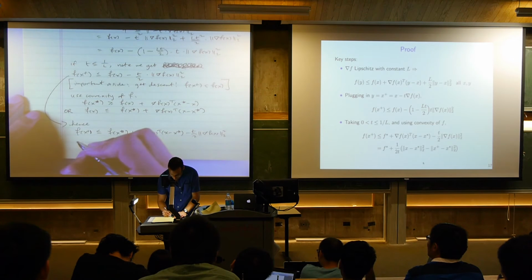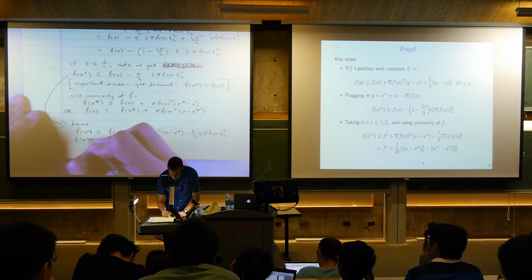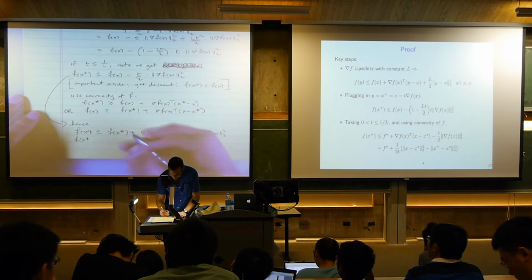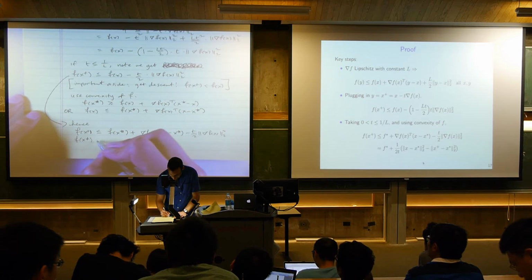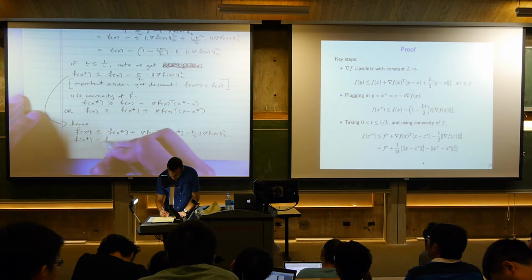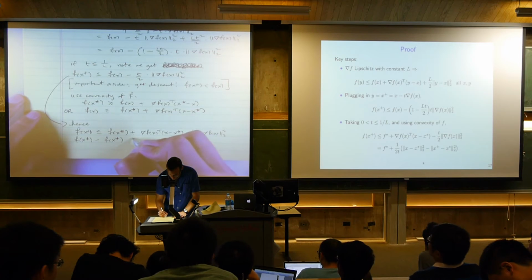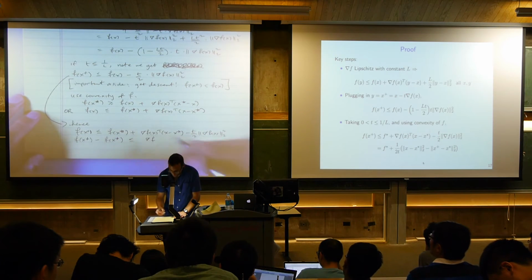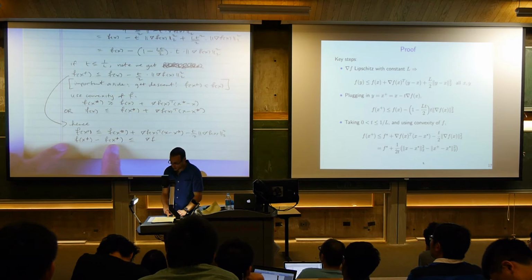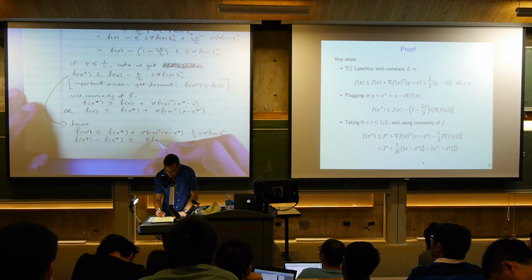Rearranged, maybe we just want to move the difference between where we are at x plus and the optimal criterion value to one side, because that's the thing we want to bound.